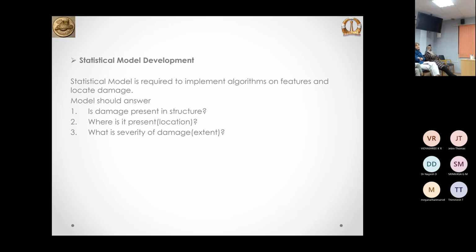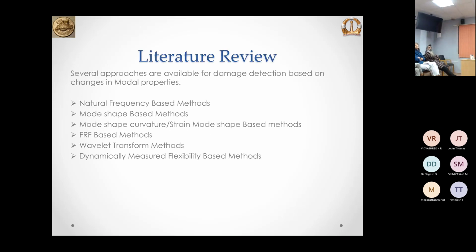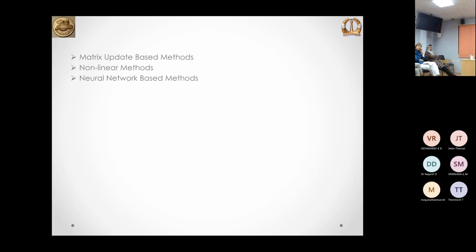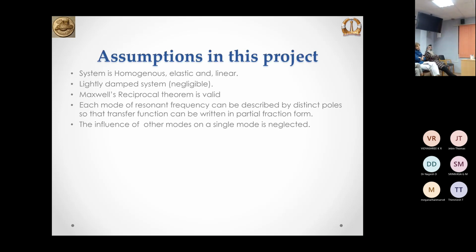So finally, once we have got all these things, we should have a statistical model to represent the damage location. That model should give whether damage is present in the structure, where it is present, and the severity of damage. All this the model has to give. Some models are there in the literature: natural frequency-based methods, mode shape-based methods, FRF-based methods, wavelet transform-based methods, neural network-based methods. These are some literature methods.